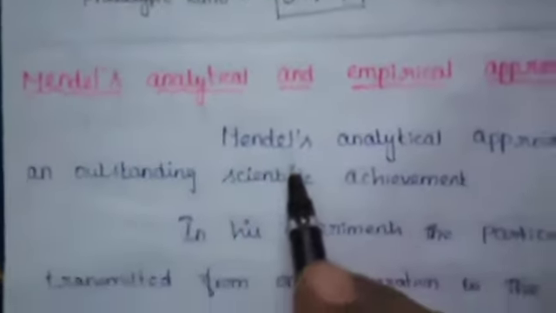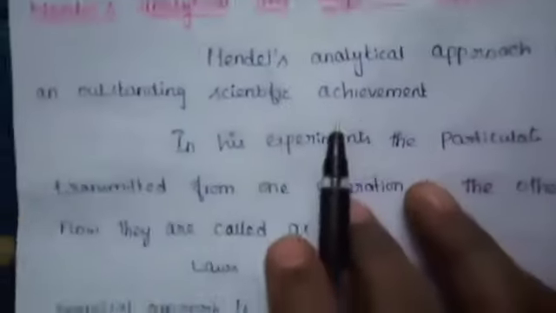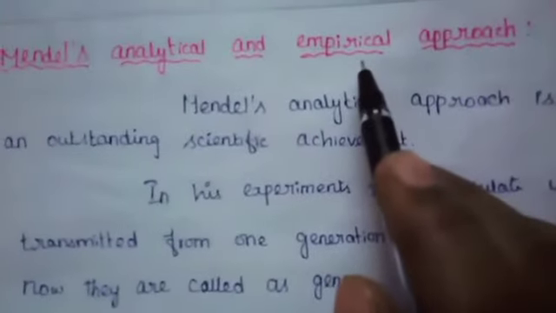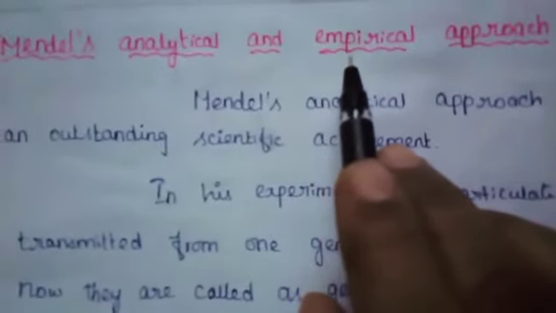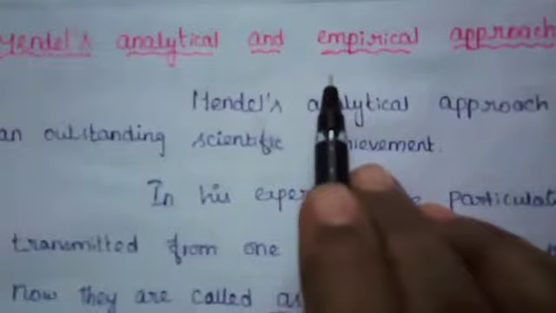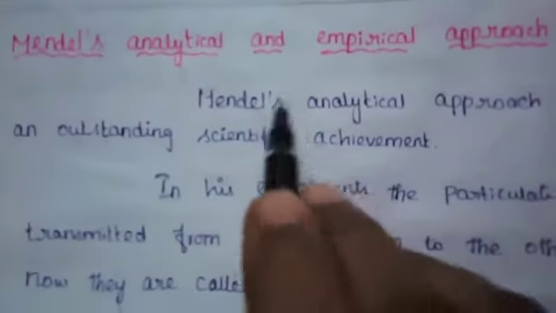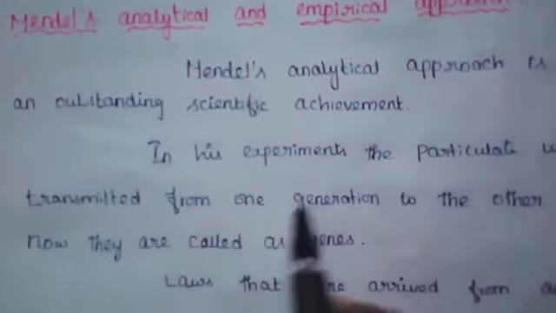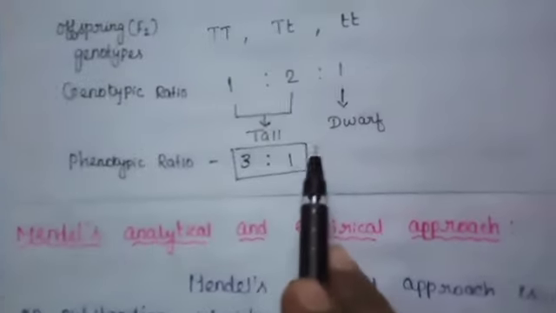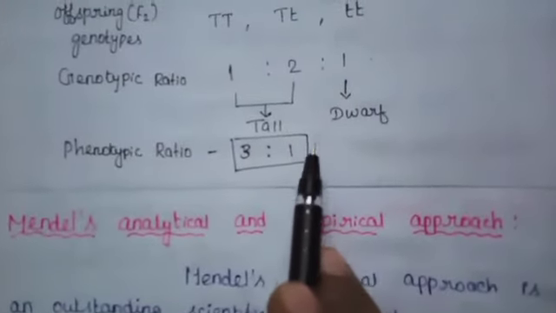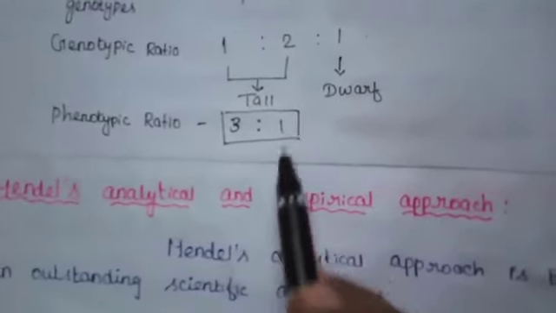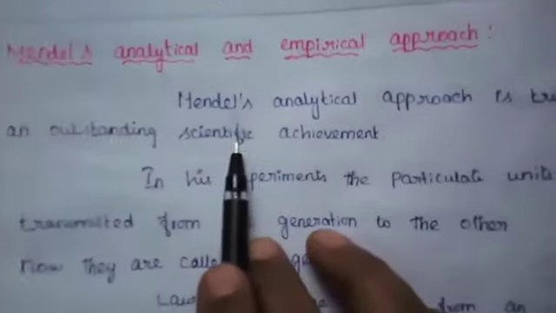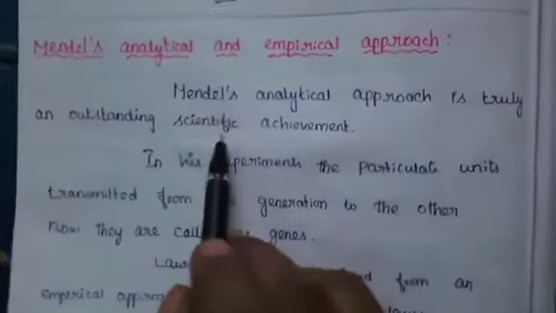Next, Mendel's analytical and empirical approach. Mendel chose two contrasting traits for each character. In F1, the recessive traits and their factors do not disappear; they are hidden in the F1 generation but shown in the F2 generation. Mendel got a 3:1 ratio in F2 between the dominant and recessive traits. He was the first scientist to use this type of quantitative analysis in a biological experiment. So Mendel's analytical approach is truly an outstanding scientific achievement.